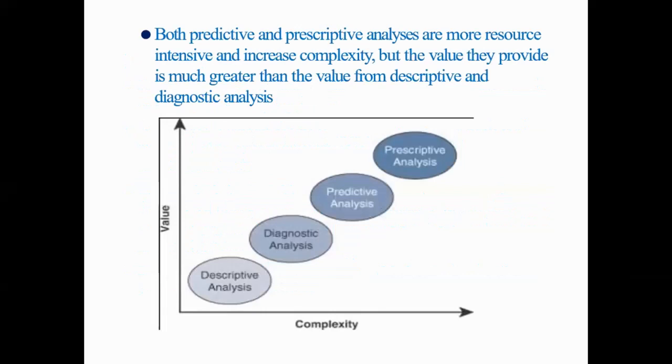So if you see, both predictive and prescriptive are more resource intensive and increase the complexity, because for diagnostic, we have the data, and from that you have to analyze. Similarly for descriptive. But for predictive and prescriptive, you are predicting the future and you are providing the solution. So it is more complex than the descriptive and diagnostic. For descriptive analysis, many times we are using statistical techniques. For diagnostic also. But for predictive and prescriptive, we are applying machine learning techniques.